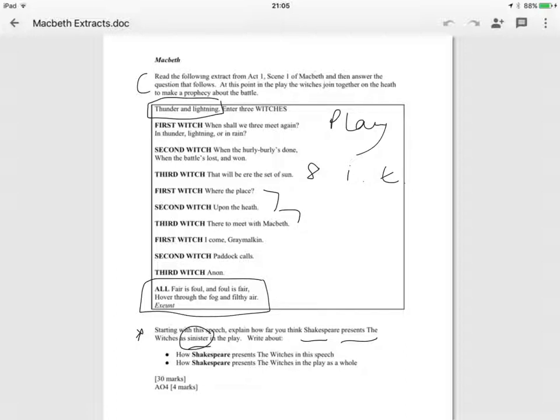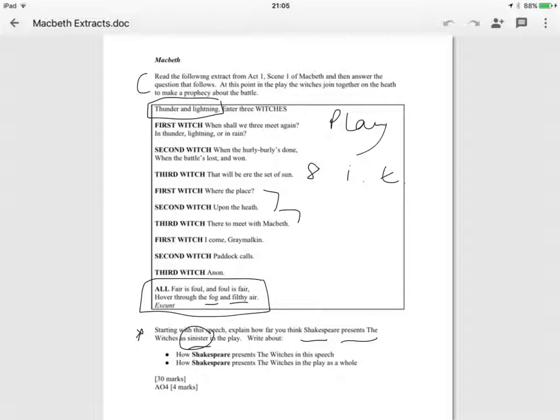And again, we've got more here about the weather. It is foggy, it is filthy, it's hard to see what's going on, which means the battle is going to be very confusing. There's also a strange sense that they know what's going to happen, they can tell the future. So any of those things you could look at to show the witches being sinister.